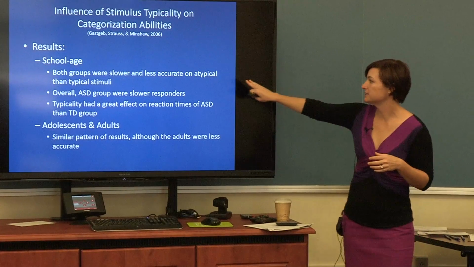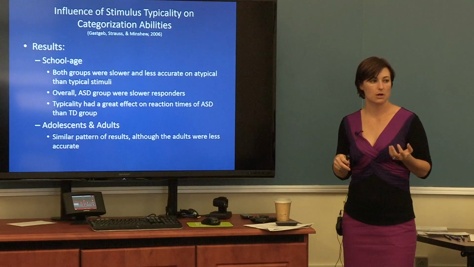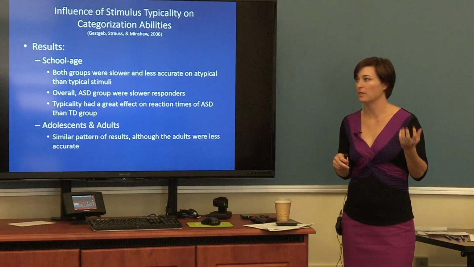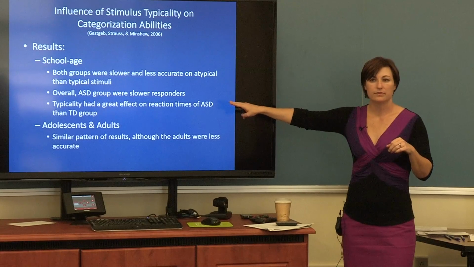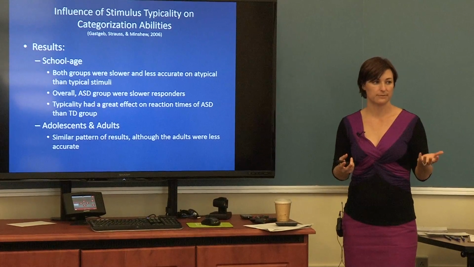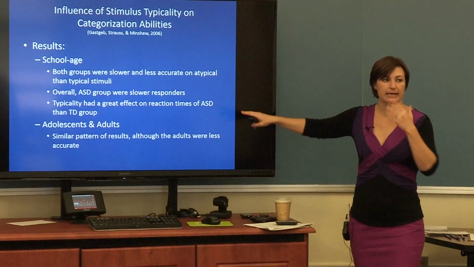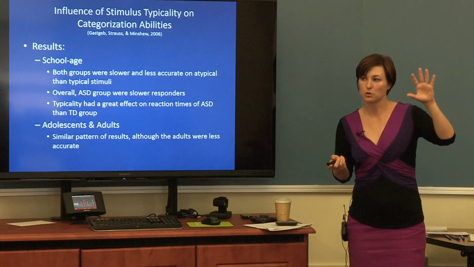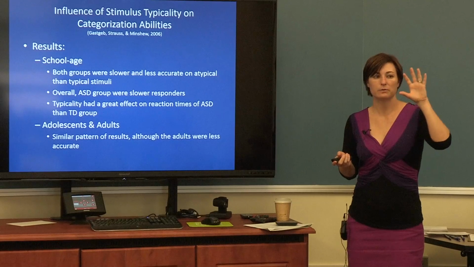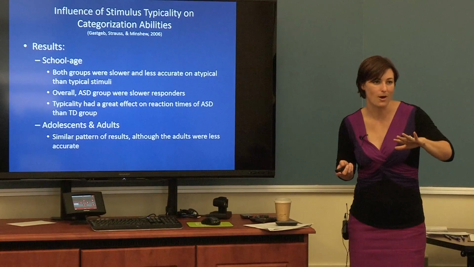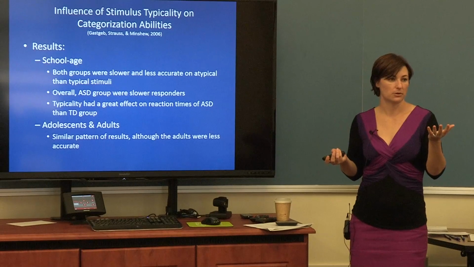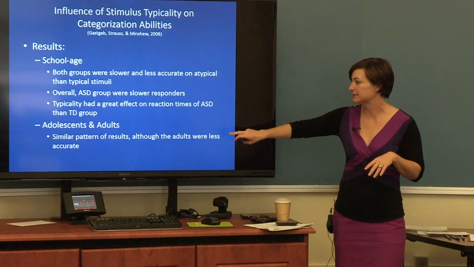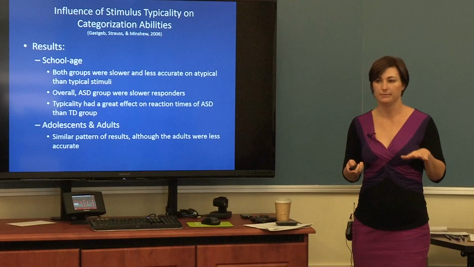What they found was that with the school-age children, both groups were slower and less accurate on atypical than typical stimuli. So they look like the typical language learners. But in general, the kids with autism were just slower than their typically developing peers. And in this study, the typicality of the stimuli had a greater effect on the reaction times for the autism group than the typically developing group. If it was atypical, they were slowed even more than the typical language learners, in addition to just being slower overall. And when they looked at the results from the adolescents and adults, we see this same pattern emerging.